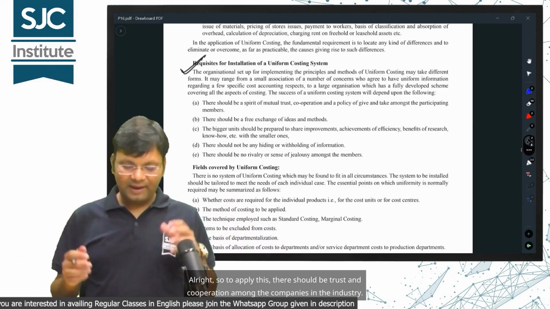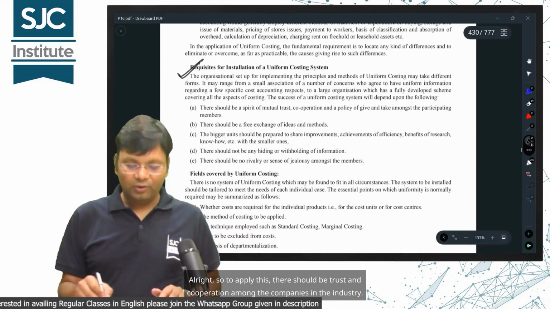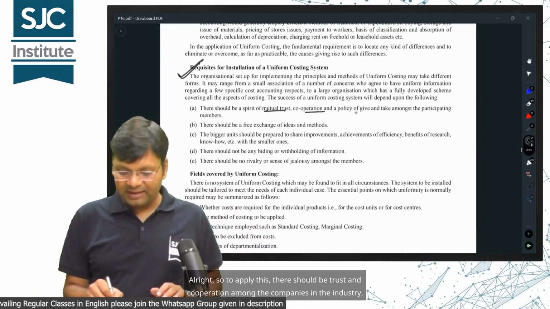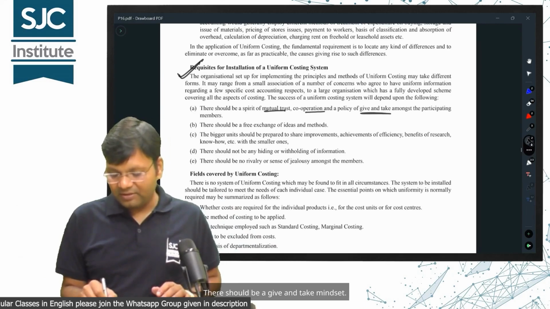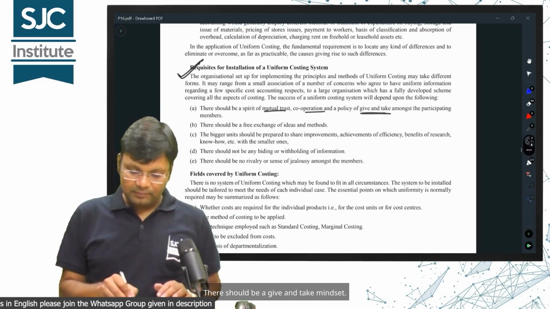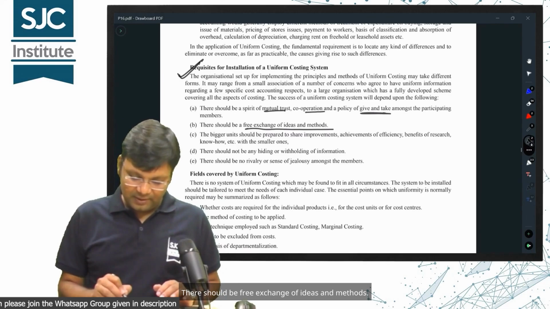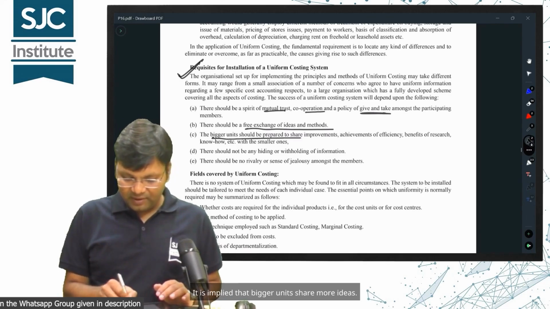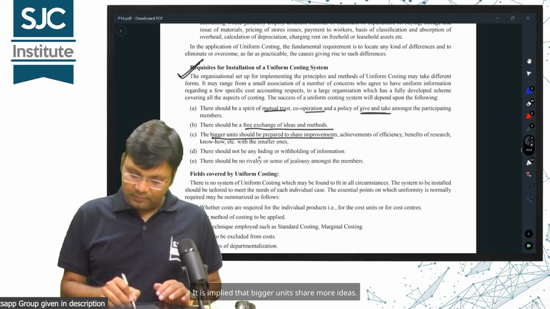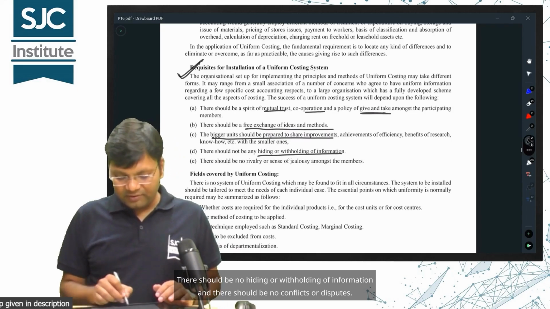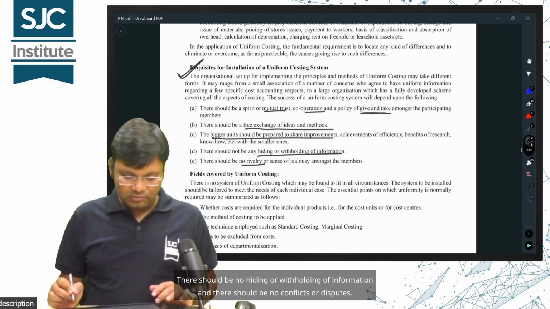Alright, so to apply this, there should be trust and cooperation among the companies in the industry. There should be a give and take mindset. There should be free exchange of ideas and methods. It is implied that bigger units share more ideas. There should be no hiding or withholding of information, and there should be no conflicts or disputes.